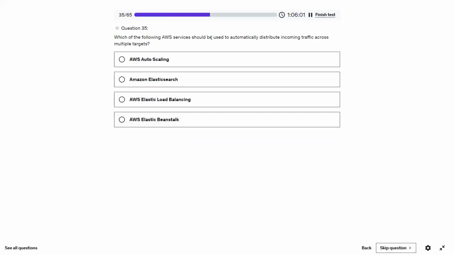Which of the following AWS services should be used to automatically distribute incoming traffic? So that is the load balancer.